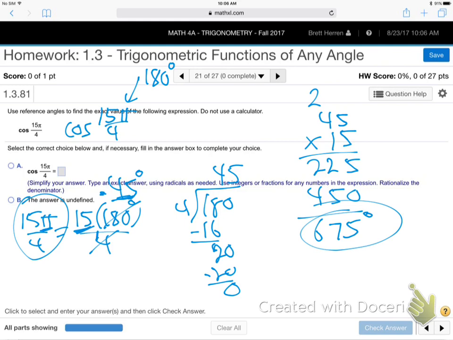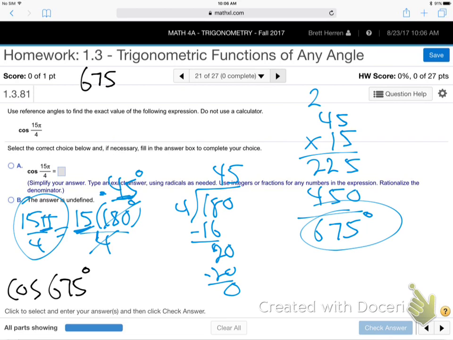Okay, so now we've got this angle is 675 degrees. So they're asking me for the cosine of 675 degrees. What do I do with that angle right away? Start subtracting 360s, huh? Because that's more than a full circle. So take 675, subtract 360, what's that leave? 315.